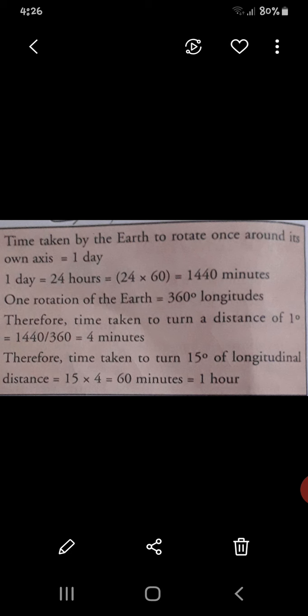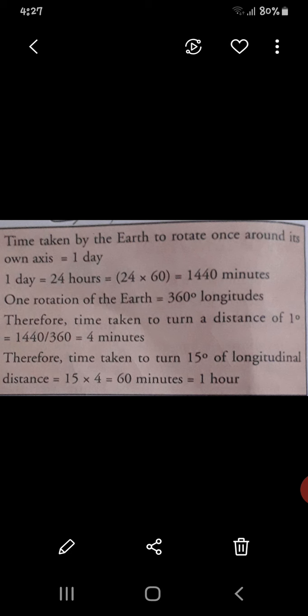How long will it take to rotate the earth, and how many degrees? 360 degrees. Okay, 1 day. 1 day means 24 hours. So 24 hours into 60 minutes equals how many minutes? It is 1440 minutes. Now, one rotation of the earth is 360 degrees longitude.